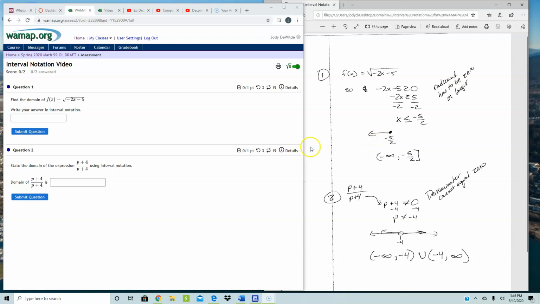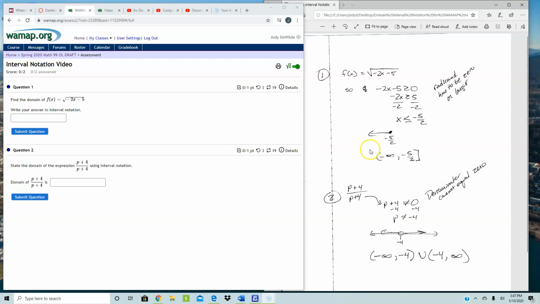In interval notation, we always start with the farthest left answers that we get. In this case, it goes all the way down to negative infinity. When we talk about negative or positive infinity, we always have an open parenthesis. Then we put a comma, and it goes all the way up to negative 5/2, and it includes negative 5/2. So because of the equals in the inclusion, I have a square bracket on the right.